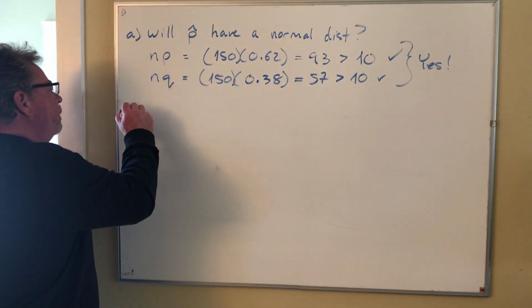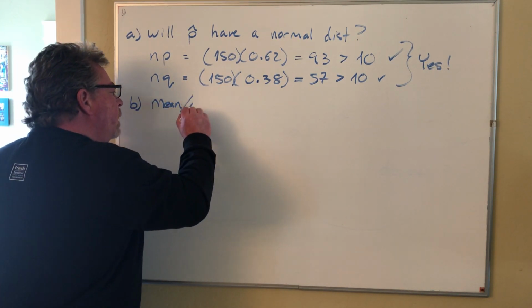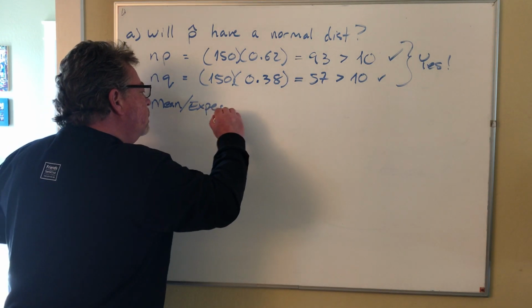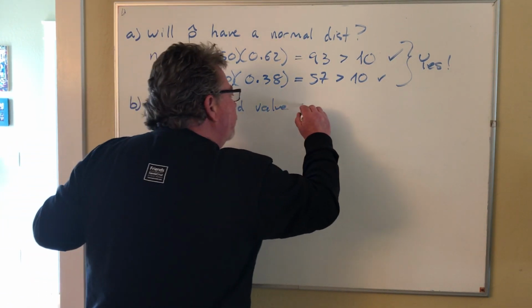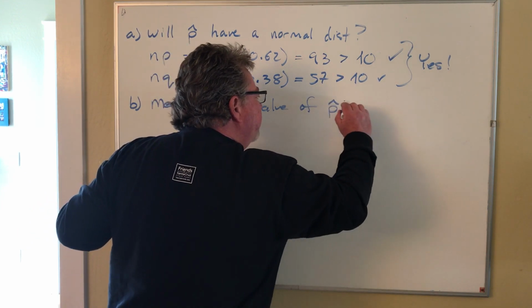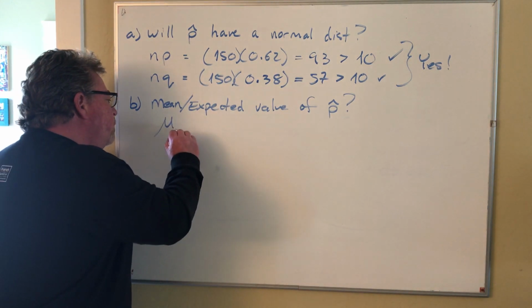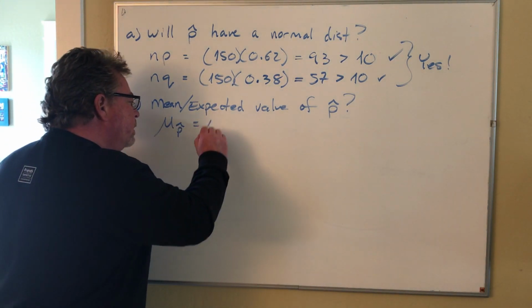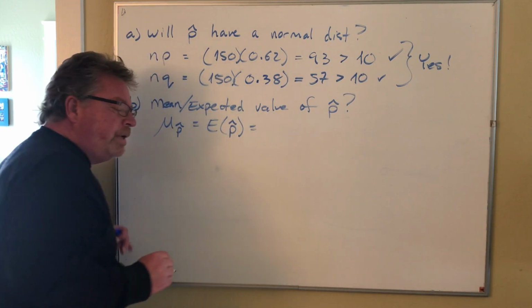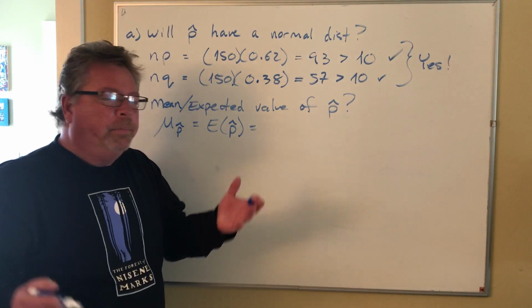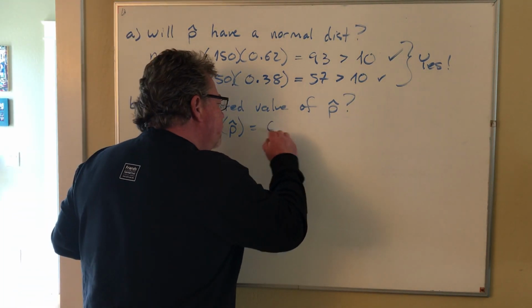All right, now, what about the mean, or expected value, of p-hat? And again, don't overthink this. Mu sub p-hat, or the expected value of p-hat, is simply the same as the population proportion, which in this case is 62%. So it's going to be 0.62.